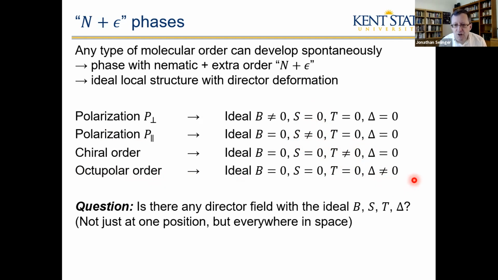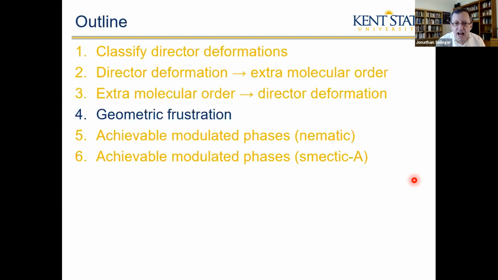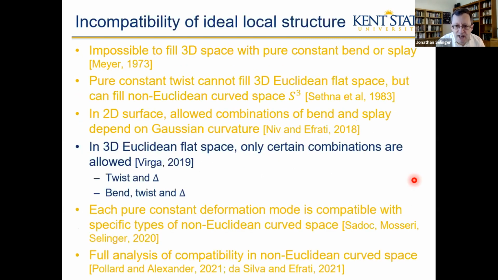So that's what the liquid crystal wants. So now the question we have to ask is, it wants it, but can it get it? Is there a director field with the ideal bend, splay, twist, and delta? Not just at one position, but everywhere in space. The answer to that question is, in general, no. That is the phenomenon of geometric frustration, that there's an ideal local structure which cannot extend to fill up space.